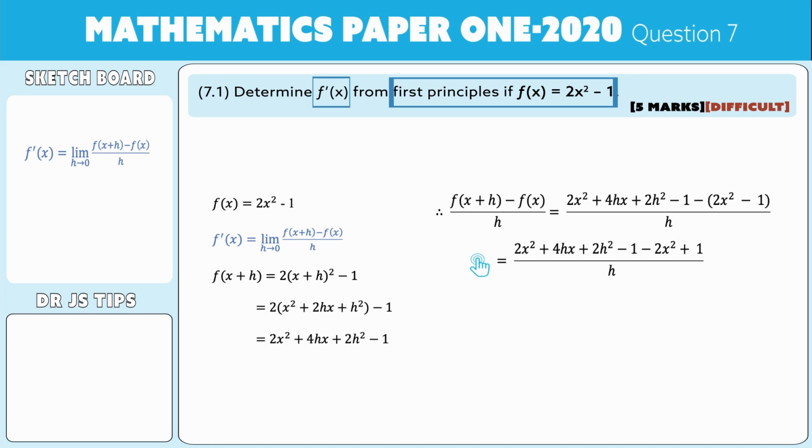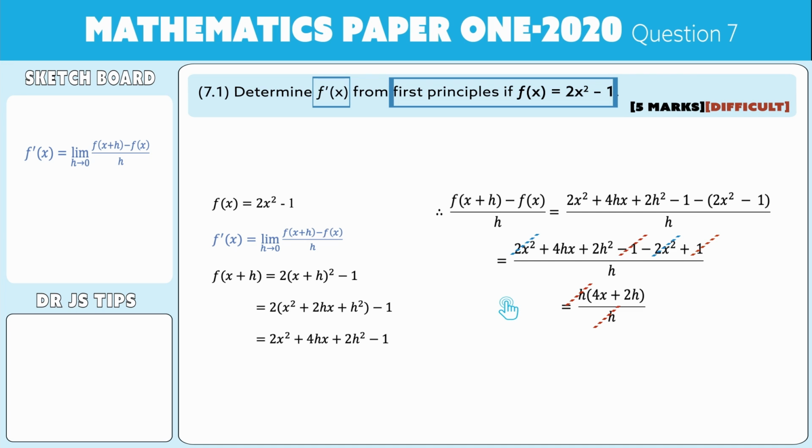And this is where you check yourself whether you are correct. There's a 2x squared minus a 2x squared. There's a minus 1, there's a plus 1. So whatever you are left with will have to have this h. Okay, so we remove the common factor. We get 4x plus 2h, all of that divided by h. The 2 h's cancel. And now I'm ready.